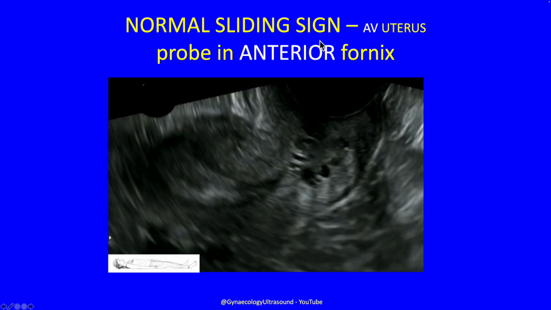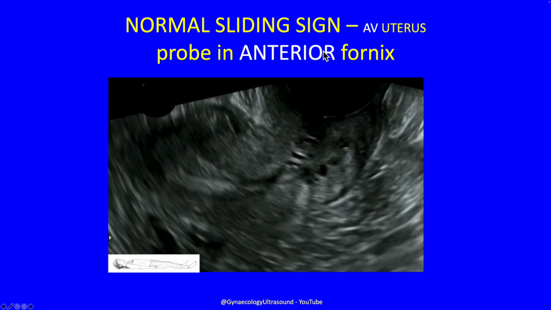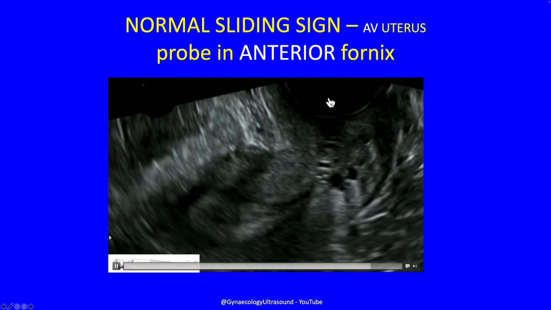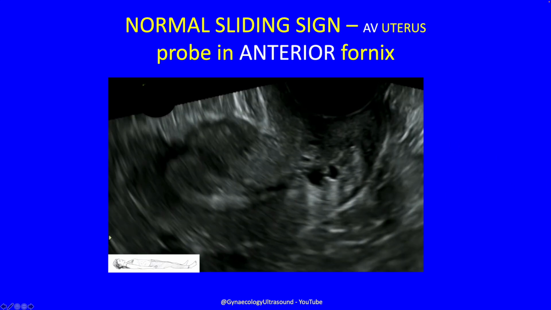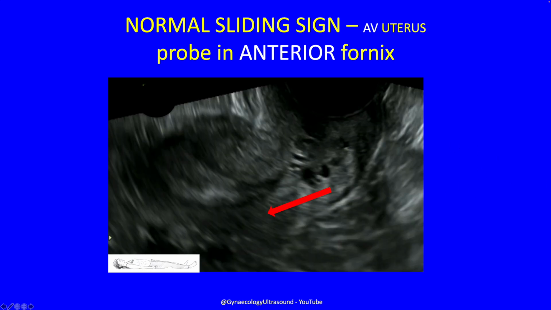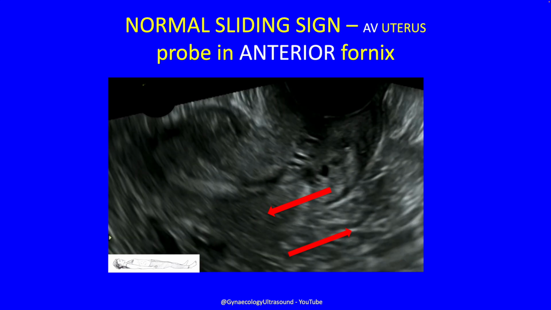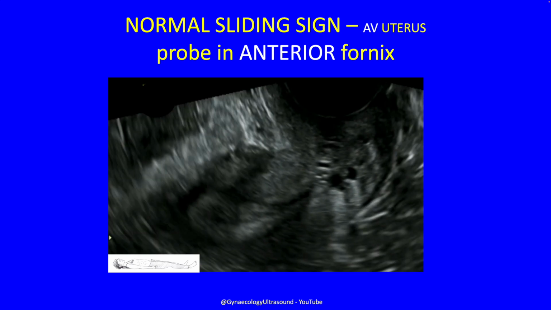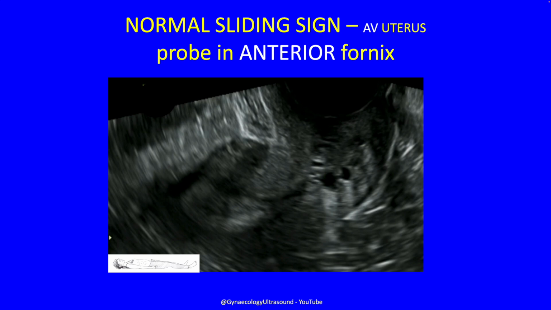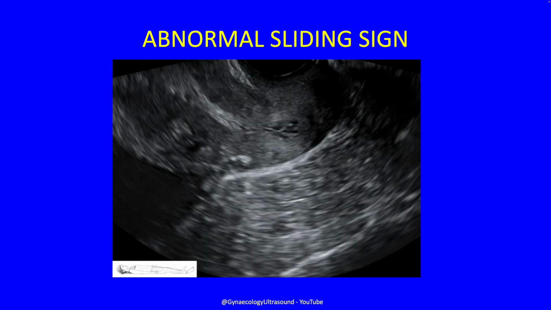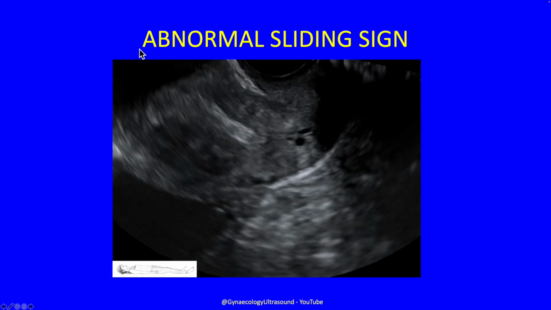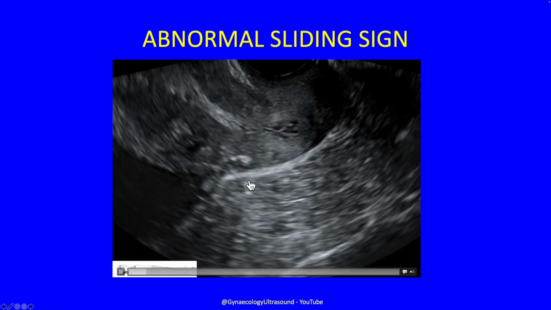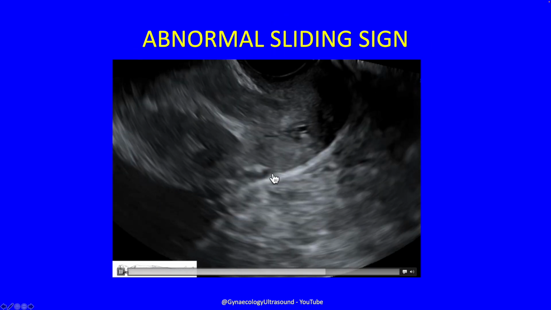Very gently, all I'm doing, I've got my left hand on the machine. This is my right hand on the probe. Just very, very gentle movement. And I'm looking for movement of the uterus against the bowel. The uterus moves one way, bowel moves the other. So there's nice sliding of the bowel against the back of the uterus. Now this is an abnormal sliding sign. Here we've got anteverted uterus, the probe in the anterior fornix, bowel, and this bowel is glued to the back of the uterus.